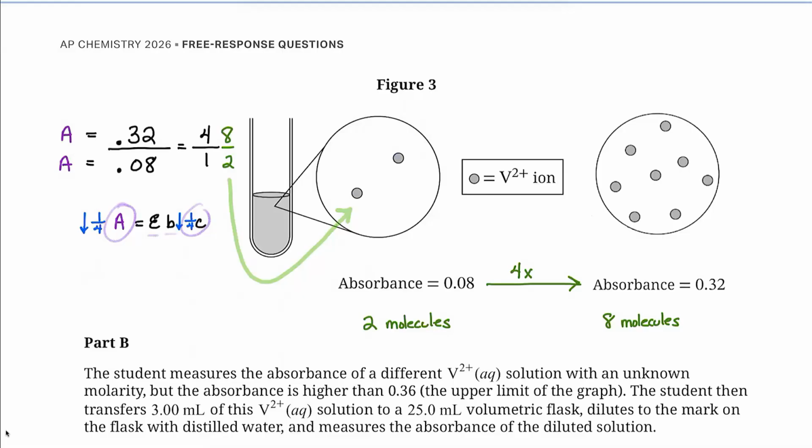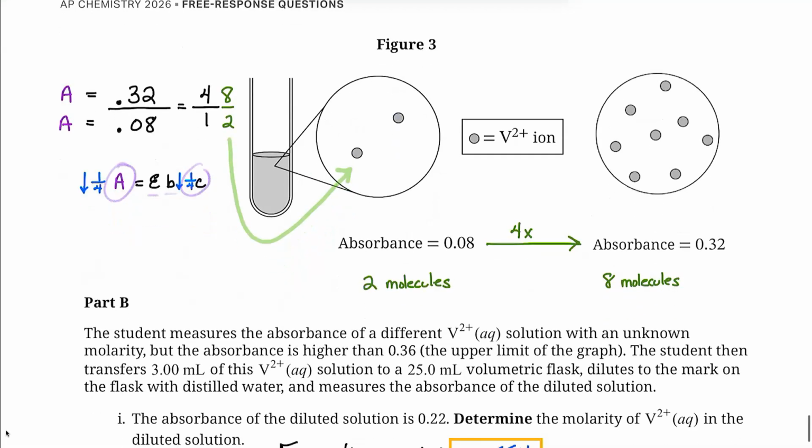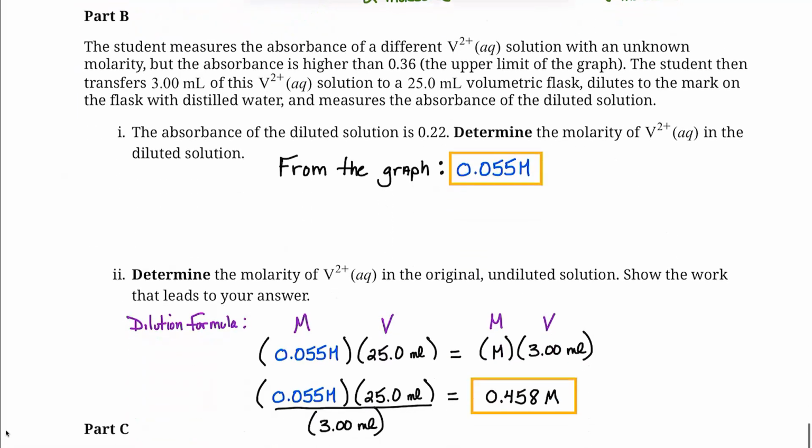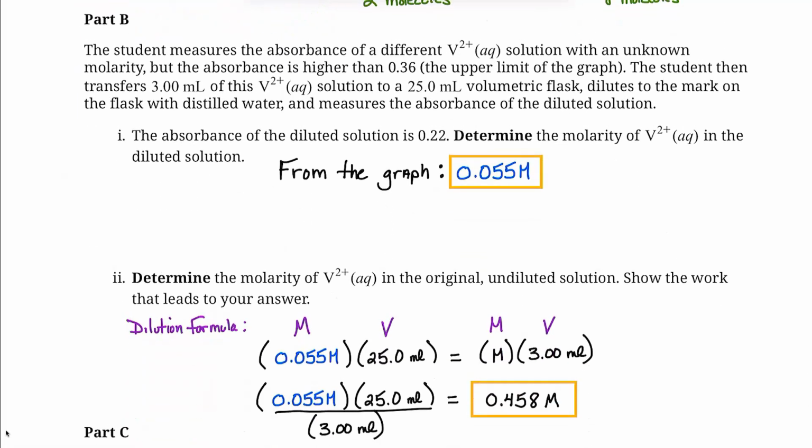Okay, on to number 6, part B. Number 6, part B states that a student measures the absorbance of a different vanadium solution with an unknown molarity. That's what we're trying to figure out. But the absorbance is higher than the 0.36 upper limit of the graph. What that means is they can't use the absorbance of that graph with this concentrated vanadium solution. The curve that they have has a certain molarity limit.